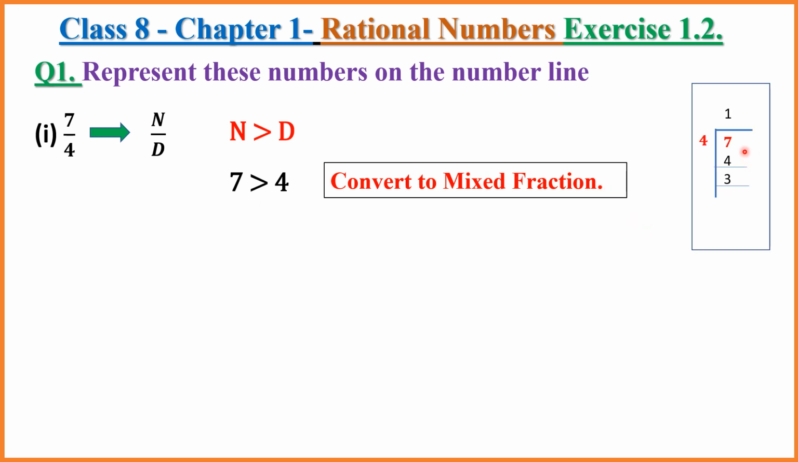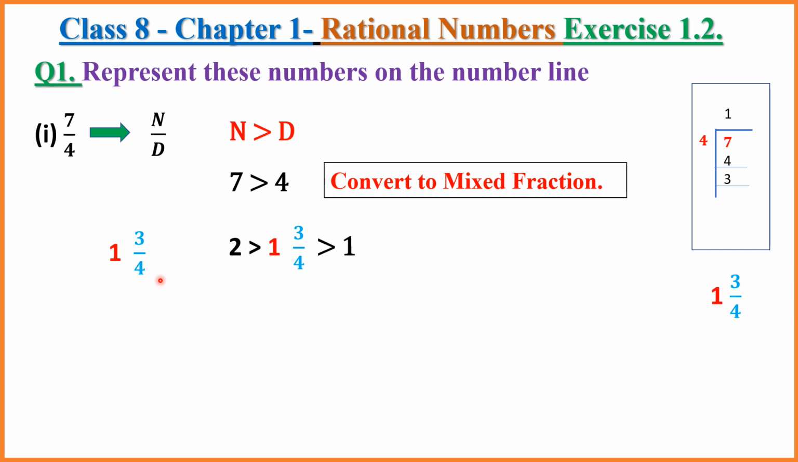If 7 is divided by 4, 1 times 4 is 4, balance 3 is there. So how will we write in the mixed fraction? The quotient is 1, the remainder is 3. So 1, 3 by 4. Now we got the number, that is 1, 3 by 4. This is greater than 1. Why? We have one whole number. So this is greater than 1 and less than 2. So our number lies between 1 and 2.